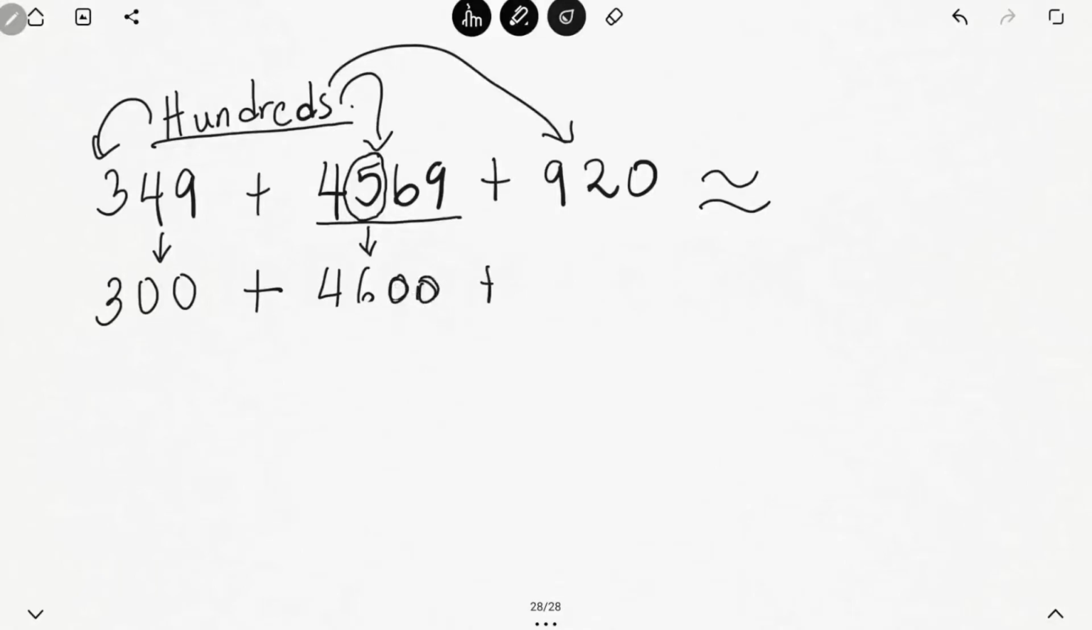Now 920, how do you round that? Do you round it to 900 or do you round it to 1,000? Based on everything we learned, 920 is closer to 900. All right, and now you can get an approximate value. Let's see what we can do here. We can say 4,600 plus 300 would give you what? 4,900, and 4,900 plus 900 would give you approximately 5,800.